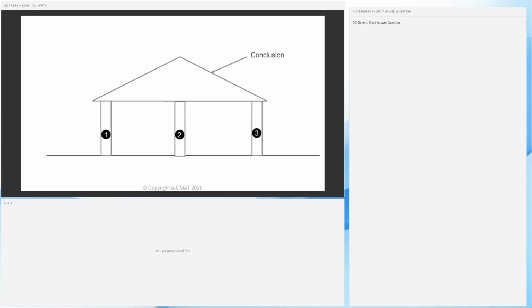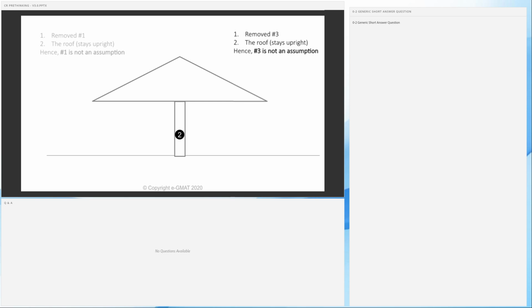Now, let's understand what this must be true is. To do that, we're going to remove pillar 1. As we remove pillar 1, the roof does weaken, but it stays upright. This means pillar 1 is not an assumption. Let's remove pillar 3 as well. Again, the roof is further weakened, but it still stays upright. It doesn't break down. So pillar 3 is also not an assumption. Both these pillars 1 and 3 are strengtheners. They make the roof stronger. They make the conclusion stronger, but they're not essential pillars.